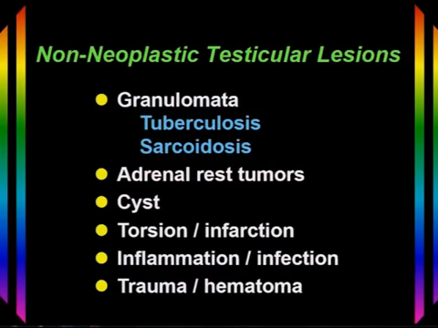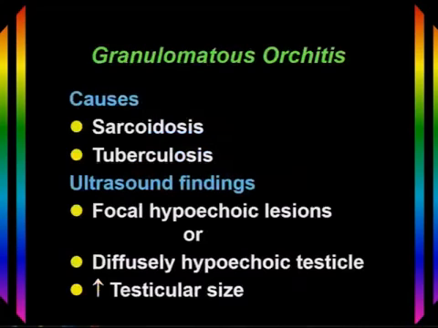Now, sometimes we encounter other lesions in the testicle that are non-neoplastic. These could, for example, be granulomata from tuberculosis or sarcoidosis. Rarely, adrenal rest tumors will be found. Sometimes we'll see cysts. And then we also look for other complications such as torsion or infarction, or inflammation affecting the testicle, or infection, or we assess the testicle after trauma.